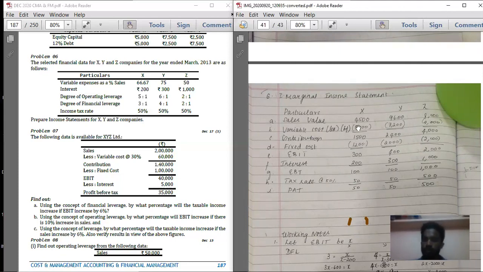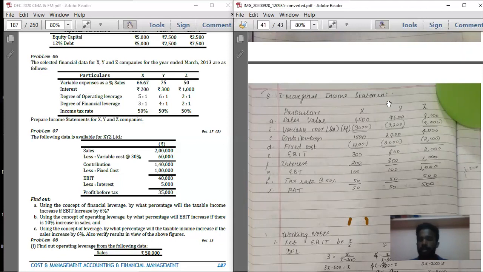What is sales? 4500 minus what is contribution? 1500. So variable cost is 3000. So within bracket 3000. You should do same thing for all three. So 9600 minus 2400, you will get within bracket 7200 variable cost. And for last column Z, 8000 minus 4000. So variable cost within bracket 4000. Now just calculate.